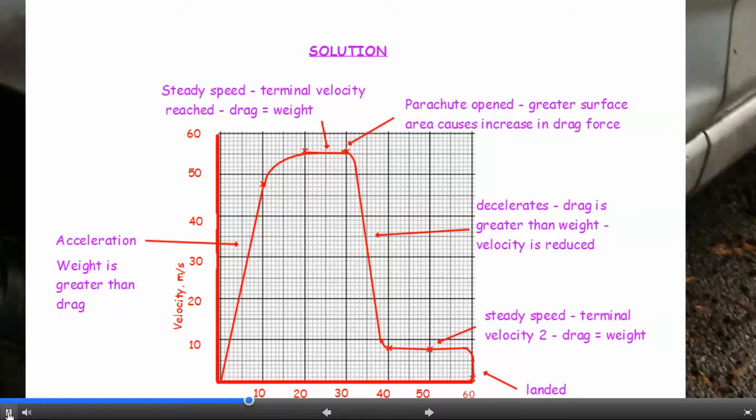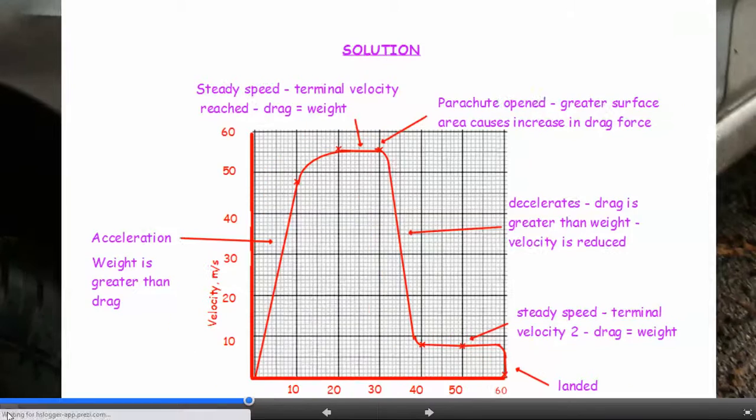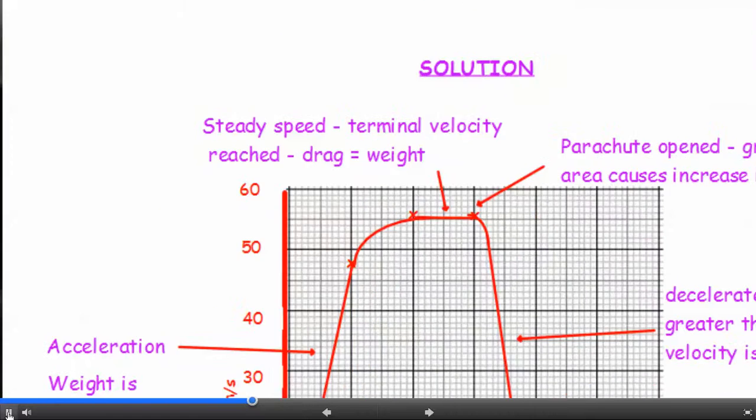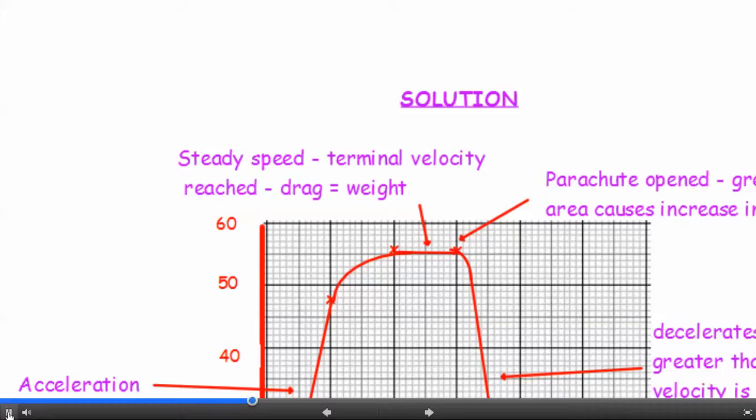So your graph ought to look like this. The first part of the graph shows that the parachutist is accelerating because weight is greater than drag. The line levels out, he's reached a steady speed, he's reached terminal velocity, and this is the point at which drag equals weight. There are no resultant forces, so no acceleration.